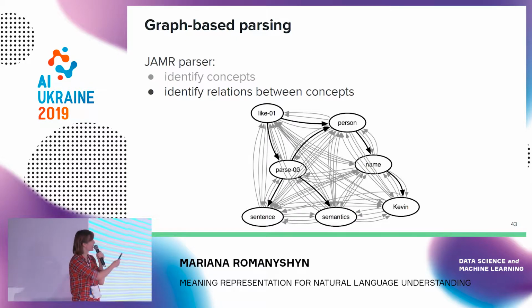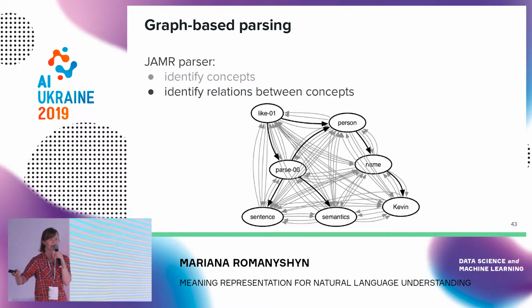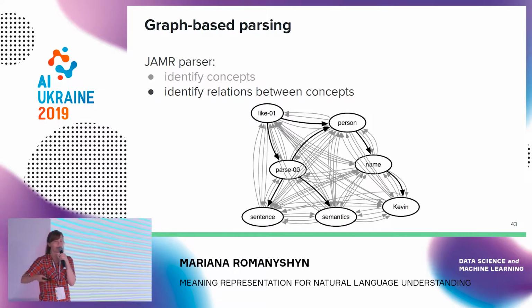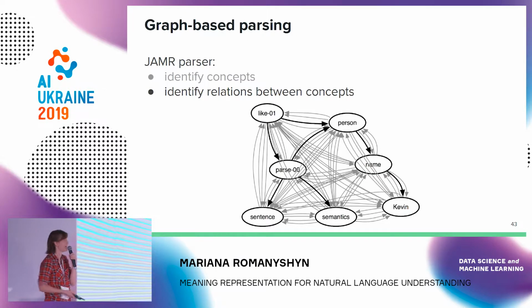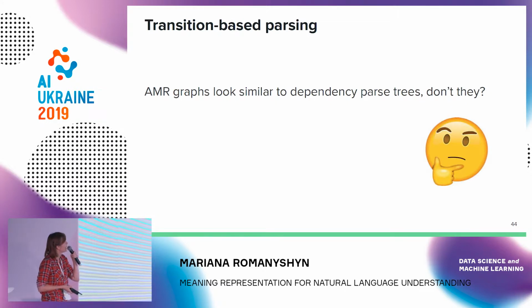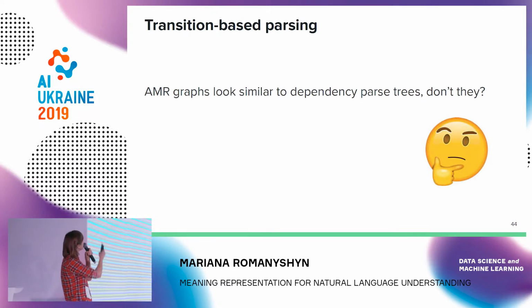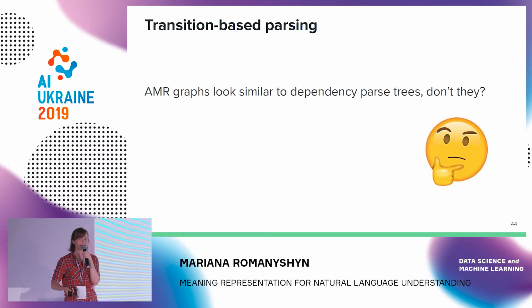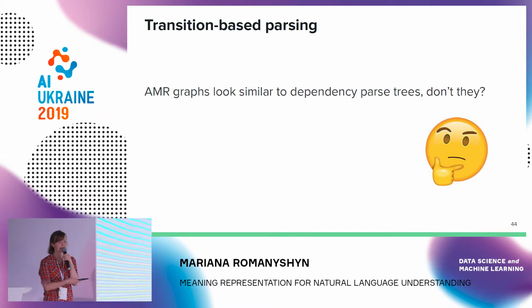These parsers work a little bit better than the next algorithms that I'm going to show you, but in the worst case scenario, their speed will be quadratic time, right? So the next idea would be to build a transition-based AMR parser. You may have noticed that AMR graphs look a little bit similar to dependency parse trees. If you haven't, I'm going to show you.